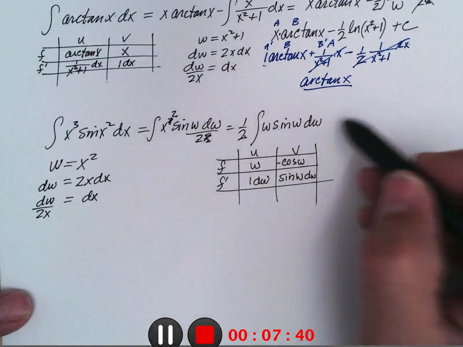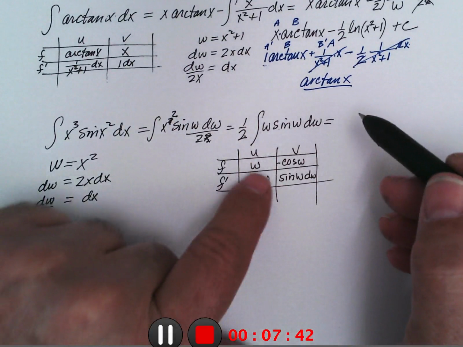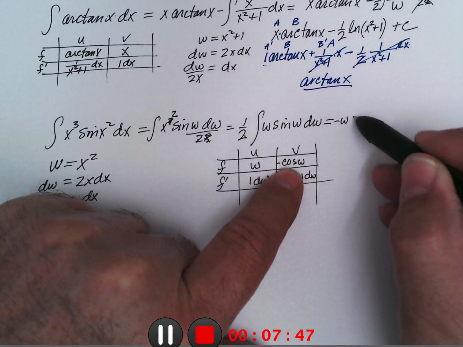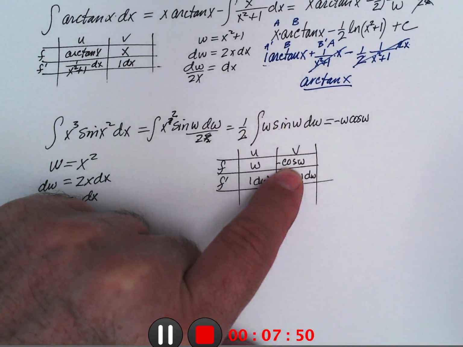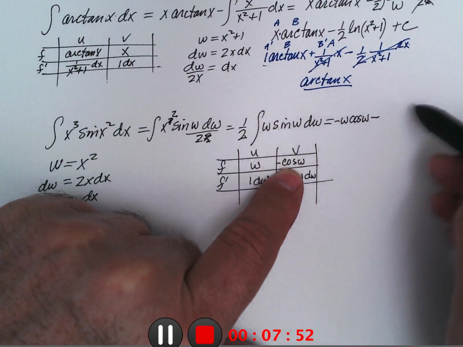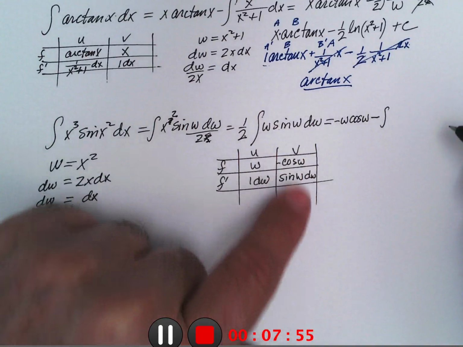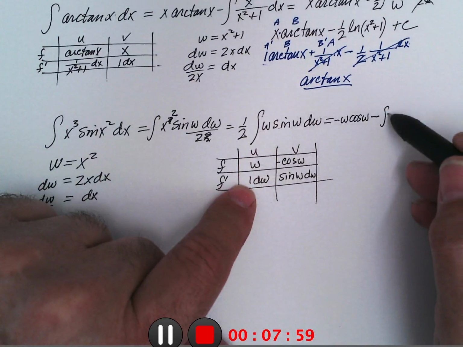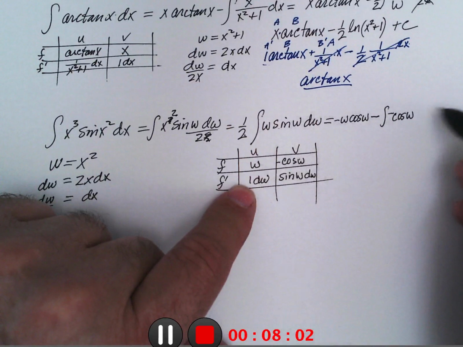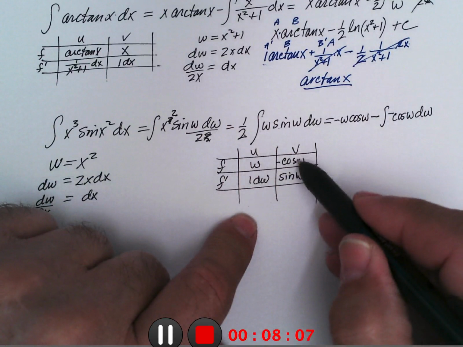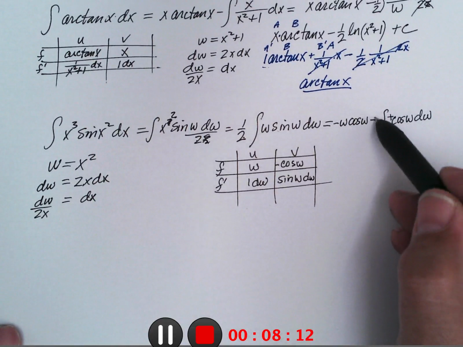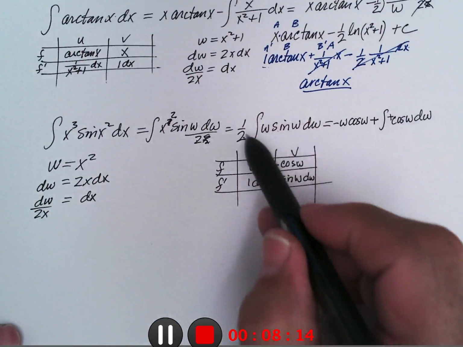So this would become uv, which is negative w cosine w, minus the antiderivative of, not these way, but this way, which is negative cosine w dw, these two. Well, the minus of minus is plus, and I have a half. Forgot to put the half in there.